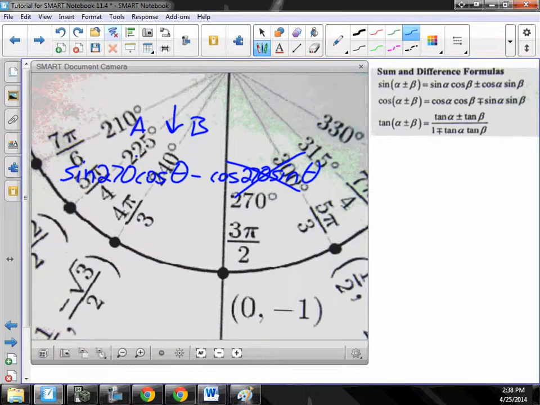And then what is the sine of 270? Oh, wait, did I write that backwards? Oh, no, I'm okay. Okay, what is the sine of 270? Negative 1 times the cosine of theta. Is that what it was supposed to equal? Yes, so we did it. We proved it. It's all basically the same thing.